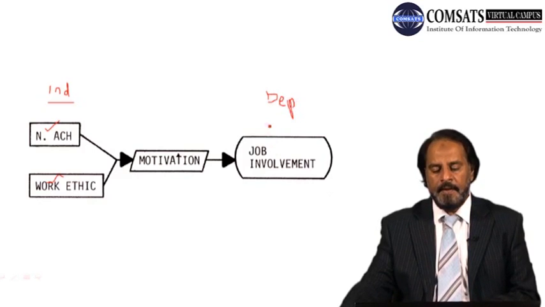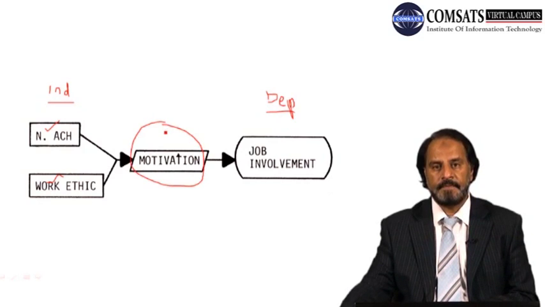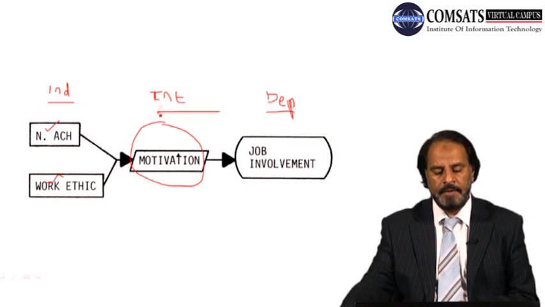Correct? In between this, do you remember what this is? We were saying that when something comes in between the relationship, something which is transformed, which is time bound, we call this an intervening variable or a mediating variable.